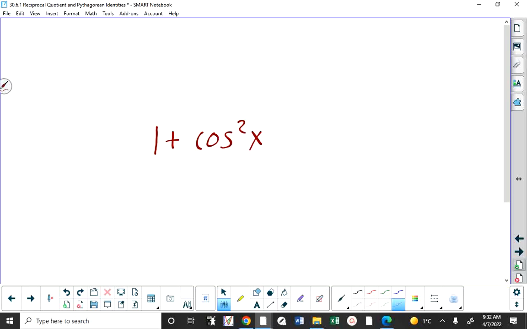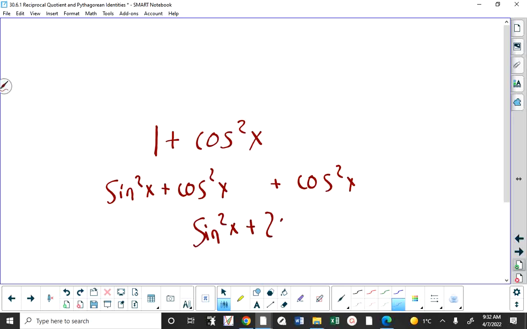I could put in for 1 sine squared of x plus cos squared of x, and then I have plus my other cos squared of x. So I could write it's sine squared of x plus 2 cos squared of x, but that's not a very useful endeavor. It doesn't really help us. Could we do 6b then? D, certainly.